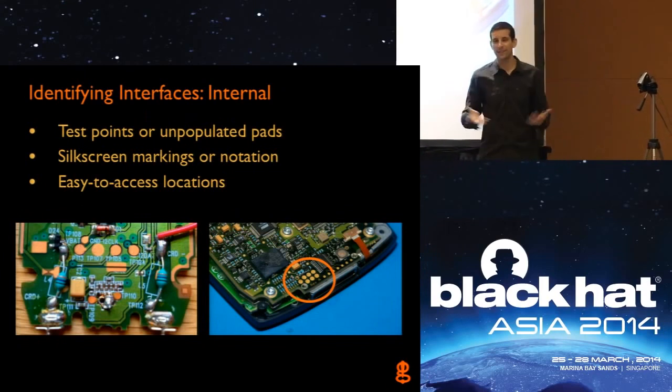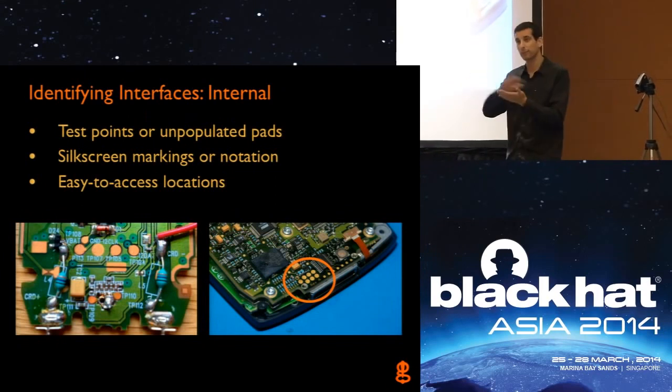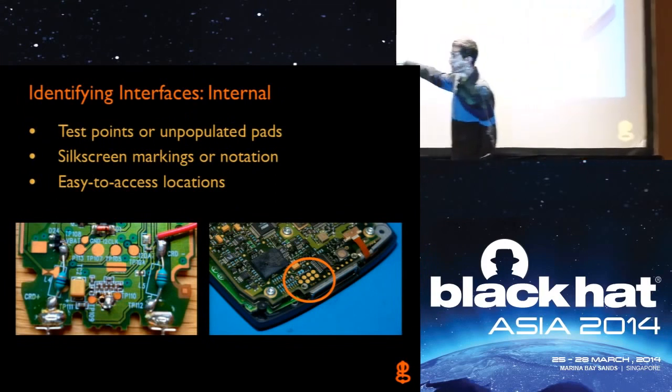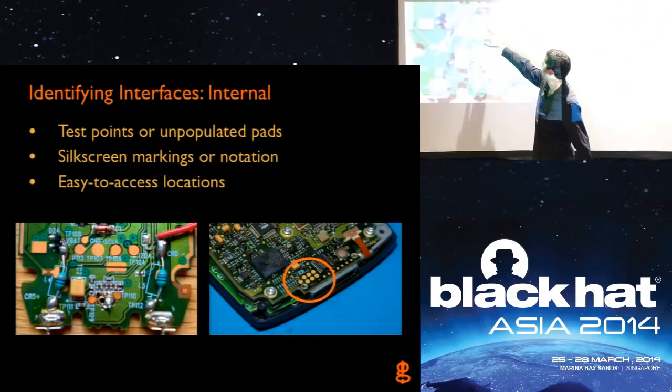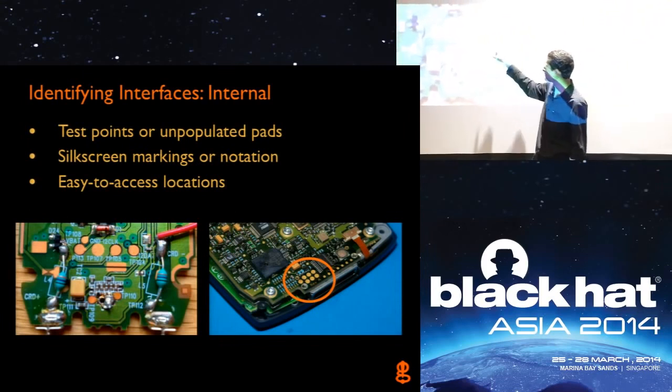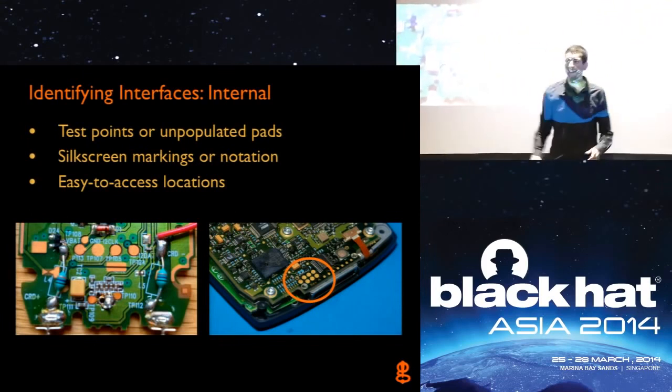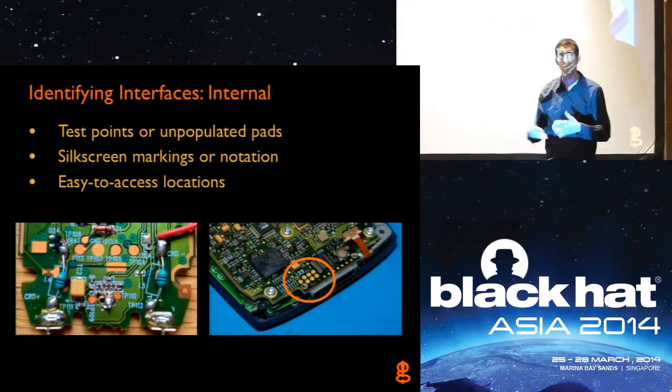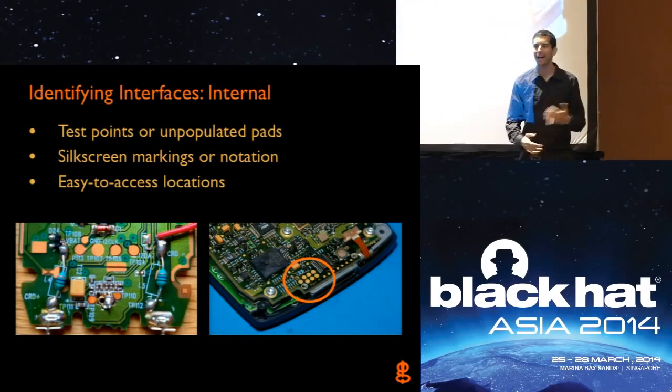You can also take advantage of silkscreen markings, silkscreen being printed information on the board. So if we look on this one, this was from a cordless phone. VBAT, ground, I2C clock, I2C data. Now I know right away the engineer put those markings there to help them and to help the manufacturer. Now I know that that's an I2C interface.